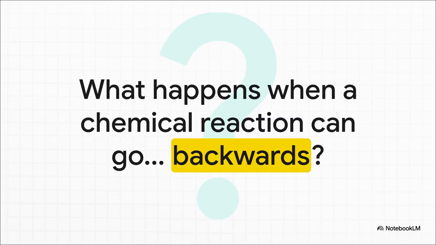So think about this for a second. What if a chemical reaction wasn't just a one-way street? A turns into B, the end. What if B could turn right back around into A? That one question, that's what cracks this entire topic wide open. We're not on a one-way street anymore. We're on a bustling two-way superhighway.